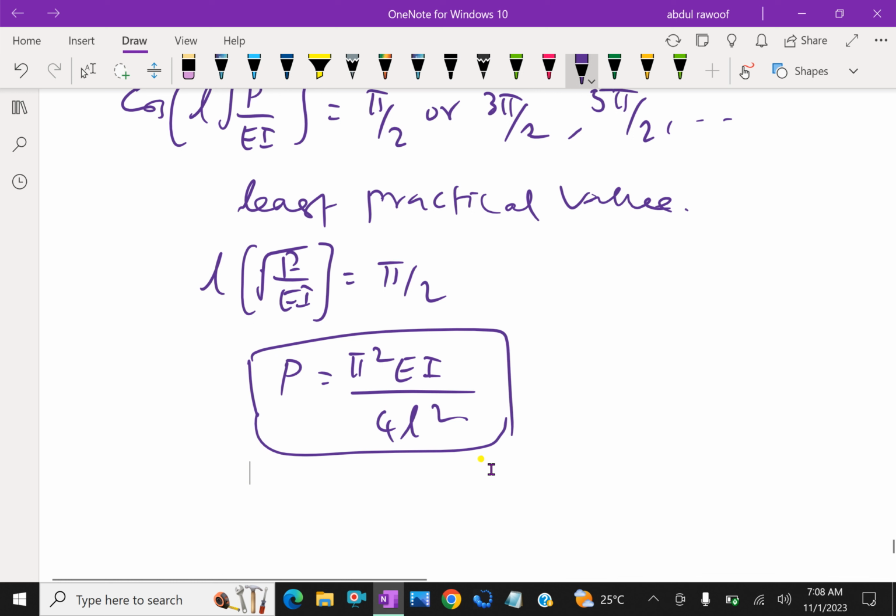So far we discussed the expression for the crippling load of a long column with one end fixed and the other end free.